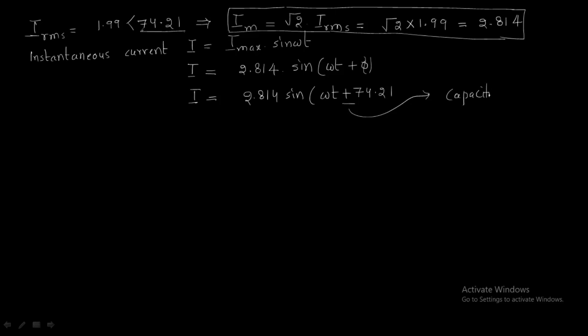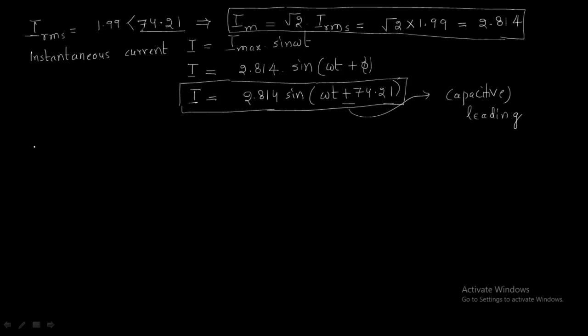Why plus here? Plus gives the capacitive nature. We already took it as an RC series circuit, that's why it is capacitive nature. In capacitive nature the current is always leading. In a capacitor, the current always leads the voltage by some angle. The instantaneous current is also completed.